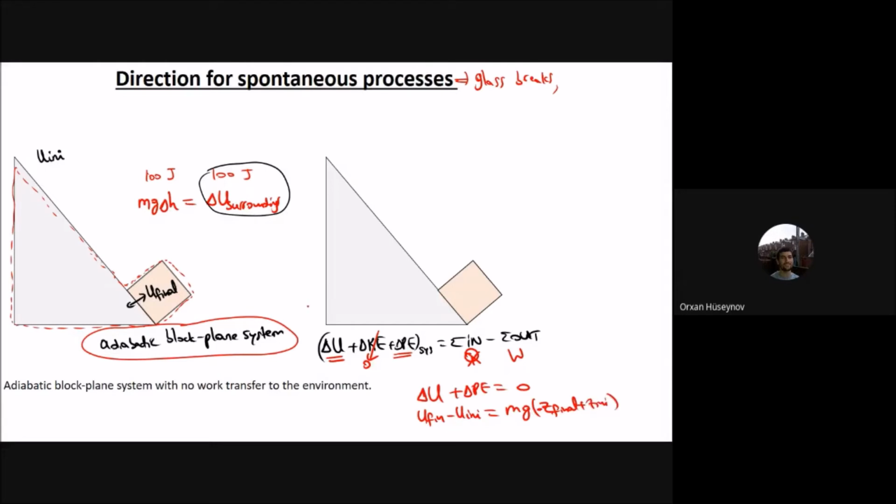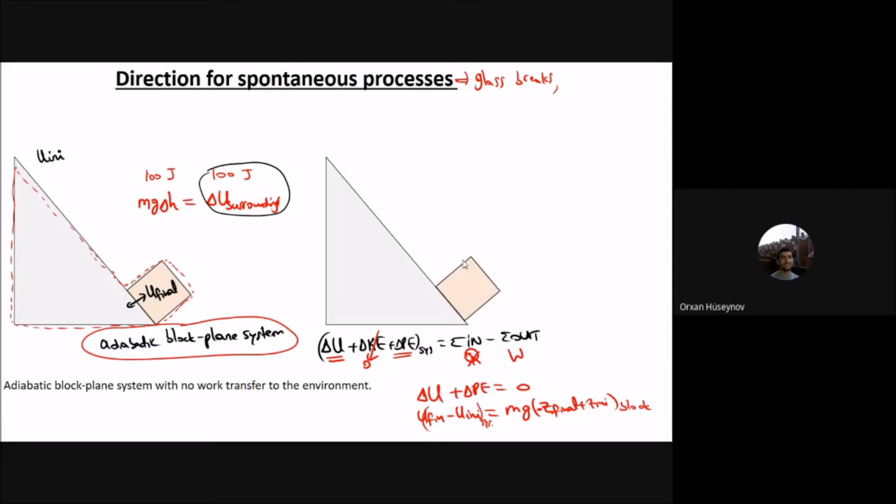In simple terms, as I said at the beginning, the internal energy change of the block-plane system is equal to the change of potential energy of the block itself. This one's for the block. This one's for the system. Now let's suppose that we are trying to get the opposite one, and we are trying to see if the opposite one is possible from the second law of thermodynamics.